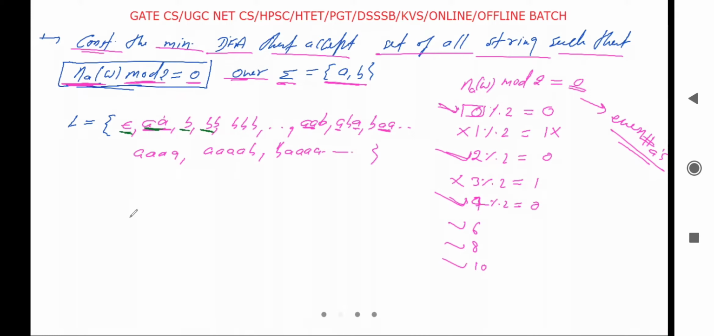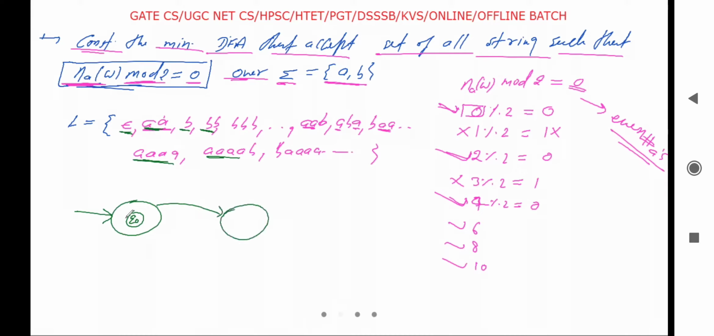So null can be this one. We'll take the initial state, right? Let me say q naught, and q naught is also the final state. It means it will accept the null. After that it will accept double a, or 4 times a, and so on. So double a means, can I say this one?